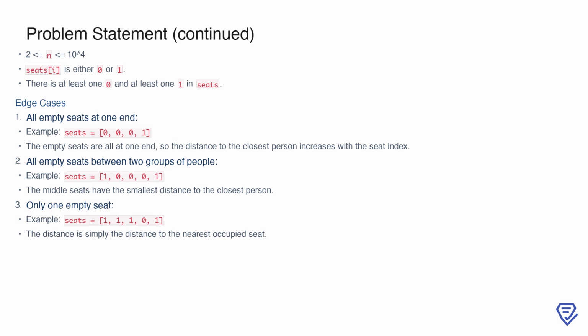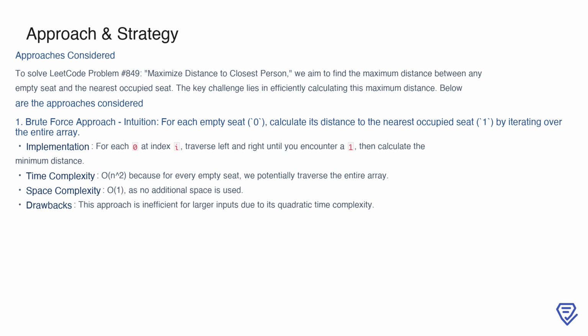Finally, if there is only one empty seat, such as in seats equals 1, 1, 1, 0, 1, the solution simply comes down to finding the distance to the nearest occupied seat. By considering these edge cases, you can ensure your solution handles all possible scenarios correctly and efficiently. To solve problem number 849, the goal is to maximize the distance between an empty seat and the nearest occupied one. While the problem may seem straightforward, the real challenge arises from doing this efficiently for larger arrays.